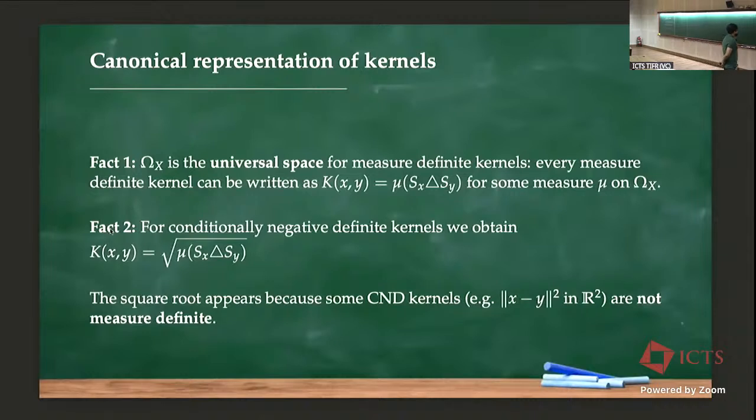And if you instead have a CND kernel, then you are going to see a square root. That's not something you can avoid, it's a necessity. Because there are kernels that are not measure definite, if you want to make the machinery work, you will have to go to the square root of the L2 distance to make it an L2 metric.